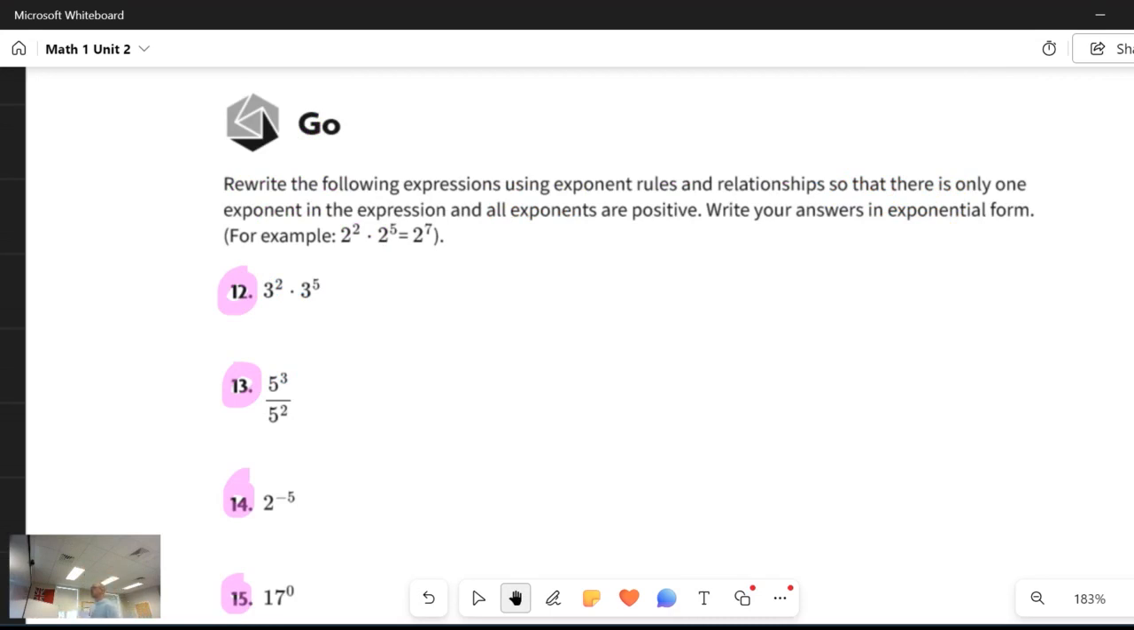We're going through, we're rewriting the following expressions using exponent rules and relationships, so that there's only one exponent in the expression. All exponents are positive. Write your answers in exponential form. And then they have an example there.